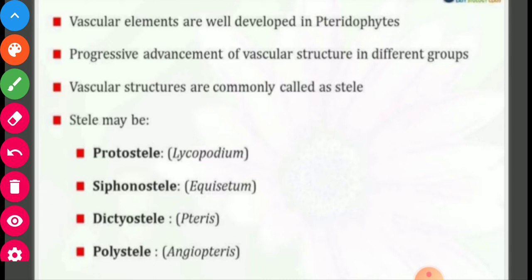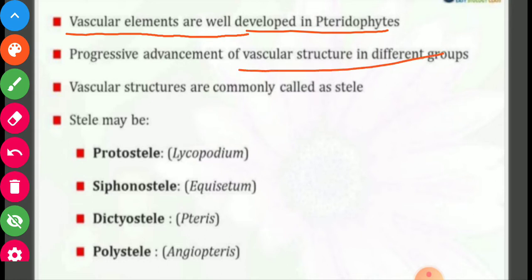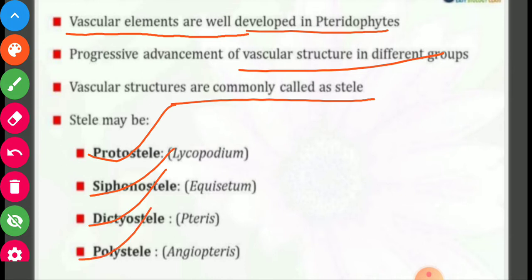Vascular elements are well developed in pteridophytes. Vascular elements like xylem and phloem. Progressive advancement of the vascular structure is found in different groups. Vascular structures are commonly called stele. So a stelar system is present in pteridophytes. There are four types of stelar system: protostele, siphonostele, dictyostele, and polystele. So this is the stelar system in pteridophytes. This is a characteristic of pteridophytes.